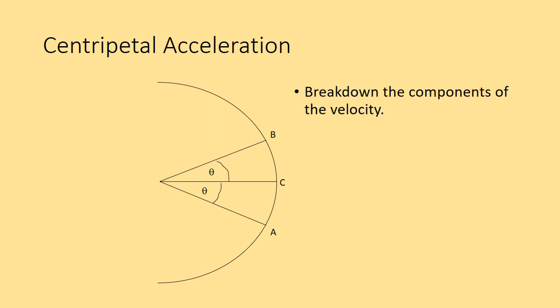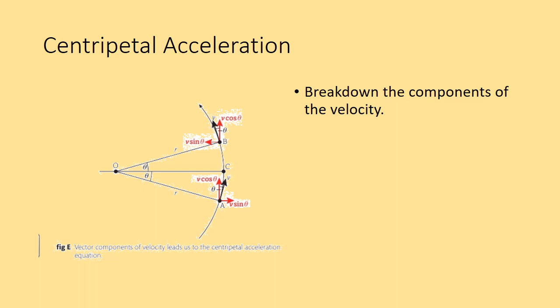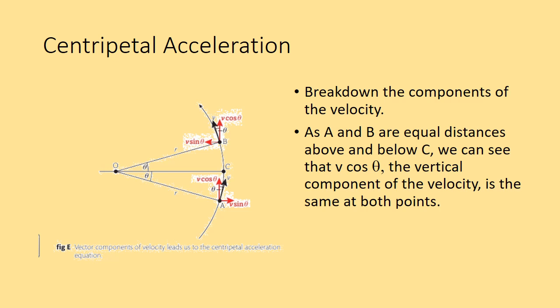Now we can break down the components of the velocity. Now let's move to a slightly scarier diagram. If we look at the velocity of the particle at each point, at point A, we can see that it's moving to the right of the vertical, and at point B, it's now moving to the left of the vertical. So we can break these down into the horizontal and vertical components. A and B are equal distances above C, and so the theta is exactly the same.